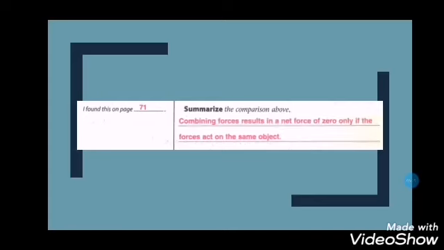Summarize the comparison above. The answer is on page 71. You can use your own words as long as they're scientific. Combining forces results in a net force of 0 only if the forces act on the same object. In the case of Newton's third law, I have two objects. This is why I cannot add the two forces.